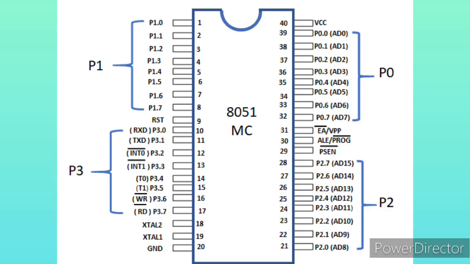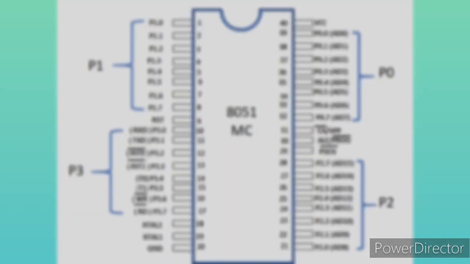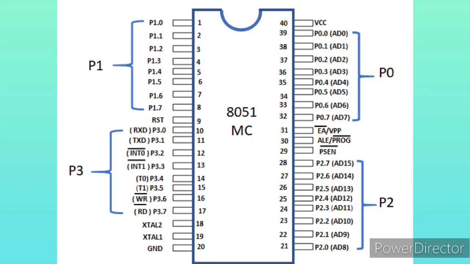Pin 18 and pin 19, XTL2 and XTL1. These pins are connected to an external oscillator, which is generally a quartz crystal oscillator. They are used to provide an external clock frequency of 4 MHz to 30 MHz. Pin 20, GND. This pin is connected to the ground. It has to be provided with 0V power supply. Hence it is connected to the negative terminal of the power supply.